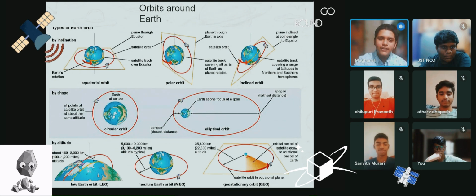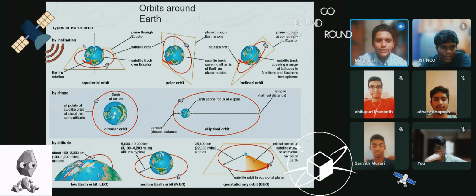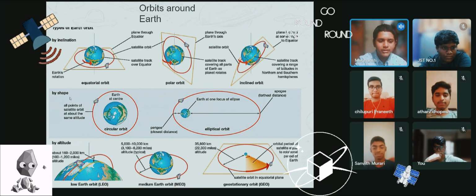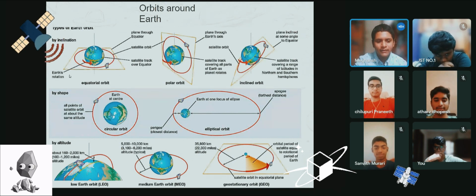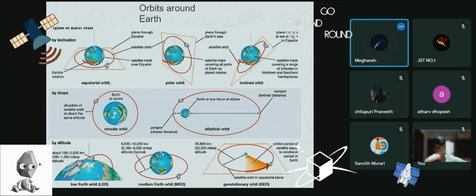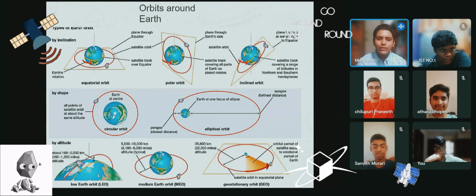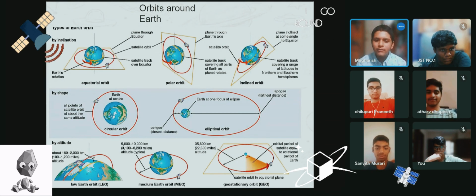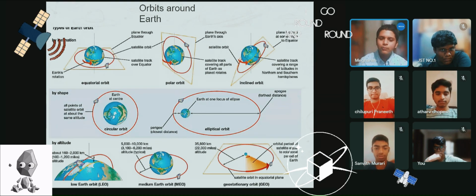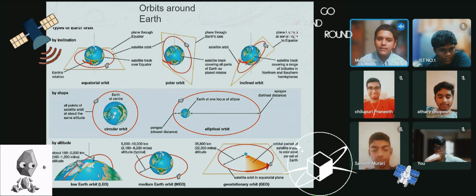There are different types of orbits of satellites. First one by inclination, the second one by shape, and also by altitude. By inclination, there are three different types: the equatorial orbit, polar orbit, and inclined orbit. Equatorial orbit is where the satellite revolves horizontally with the equator of the Earth. Polar orbit is where it revolves vertically from pole to pole of the Earth, and inclined is where it revolves diagonally from the Earth.